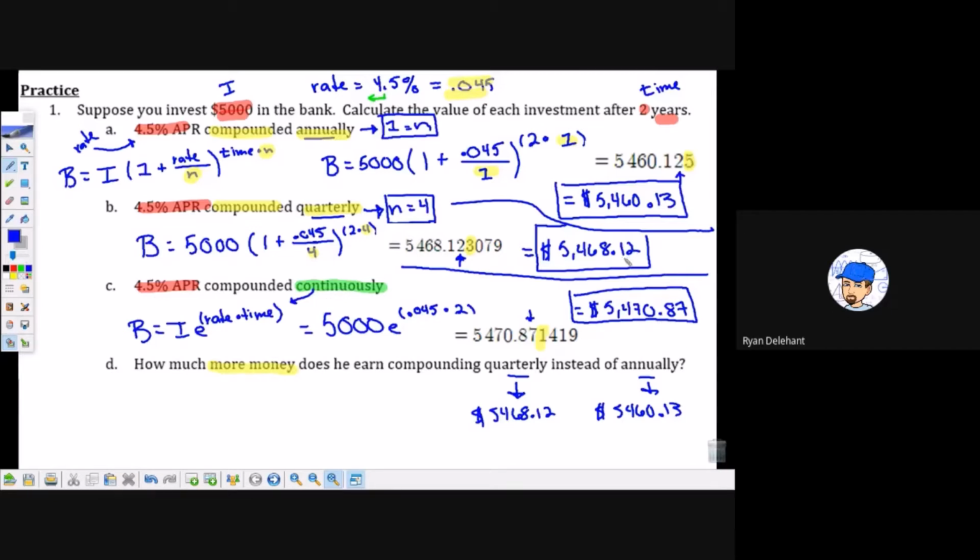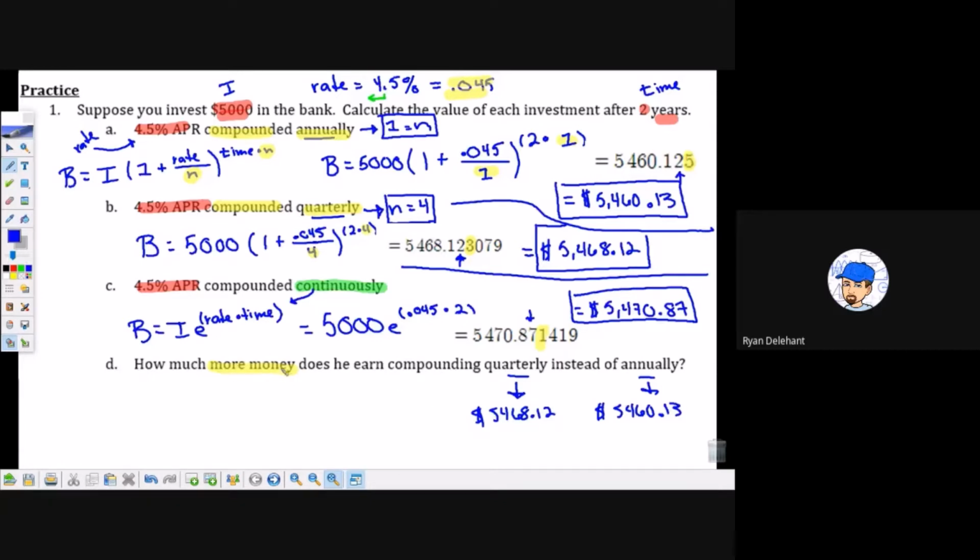And if you look at continuously, continuously is kind of where you max out. Continuously is even more than quarterly. If I did this problem, I found monthly. Monthly would fall between quarterly and continuously. The more times you compound, the more money you'll end up with in the end. Okay?